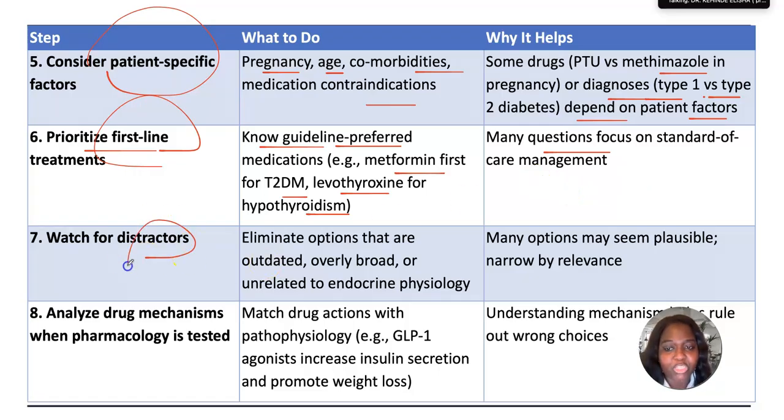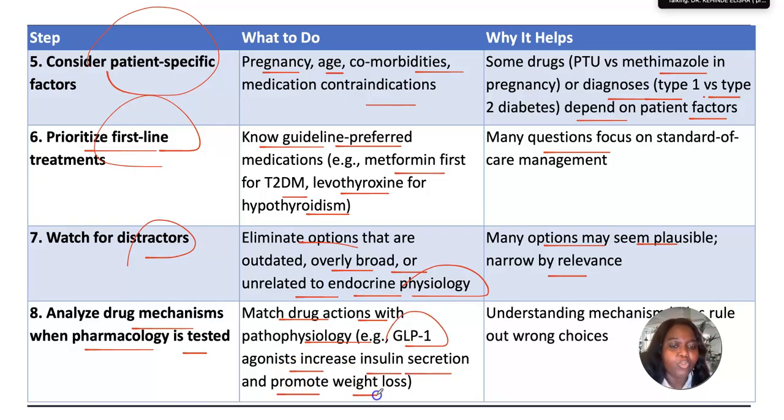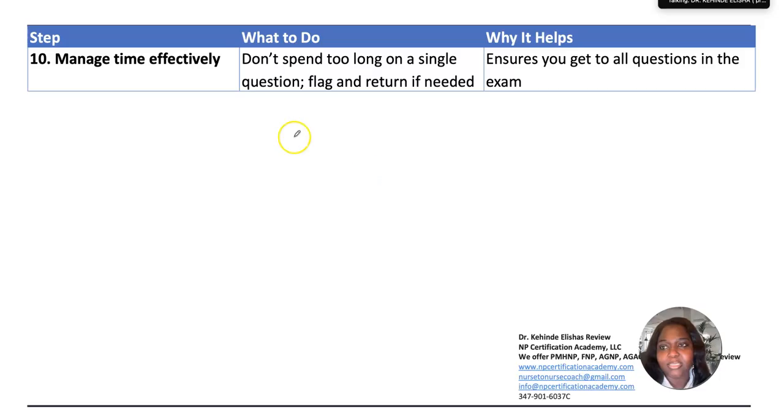Now you've got to watch for distractors though. You want to eliminate options that are outdated, overly broad, or unrelated to endocrine physiology. Many options may seem plausible. You want to narrow down by relevance. What about analyzing drug mechanism? When pharmacology is tested, match drug actions with pathophysiology, like GLP-1 agonists increase insulin secretion and promote weight loss. Understanding mechanism helps rule out wrong choices.